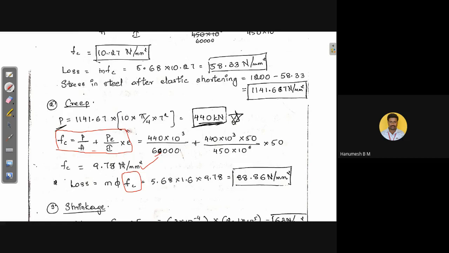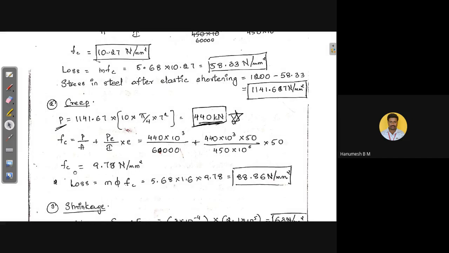Now we have to substitute this FC value in this formula. It is 9.78 into creep coefficient 1.6, modular ratio 5.68. Now the loss due to creep is equal to 88.86 Newton per mm square. Now this is the procedure to calculate the loss due to creep.